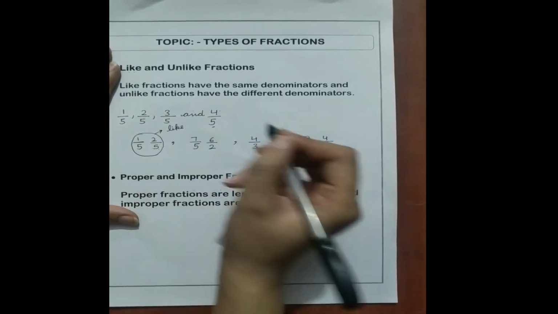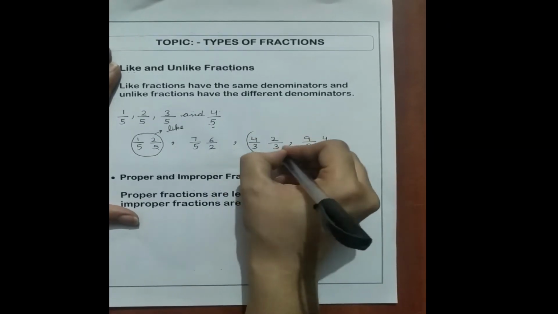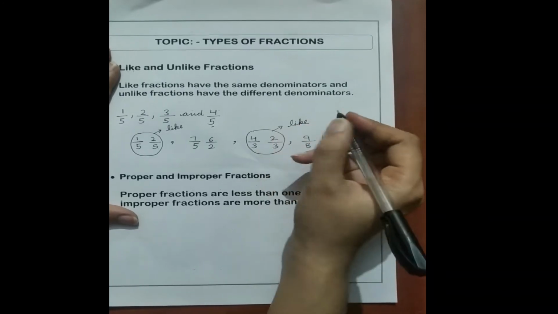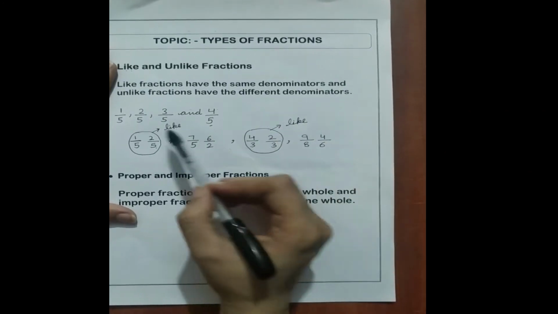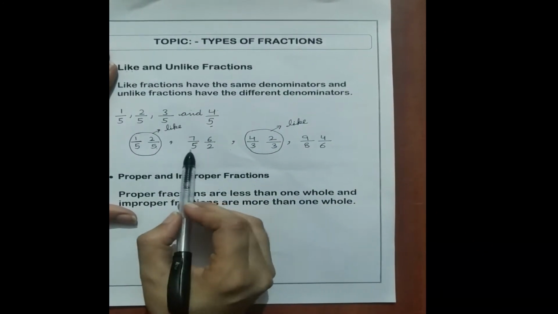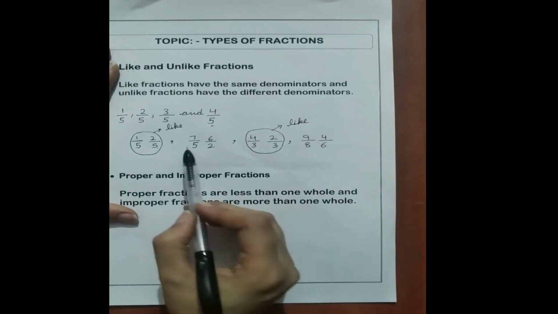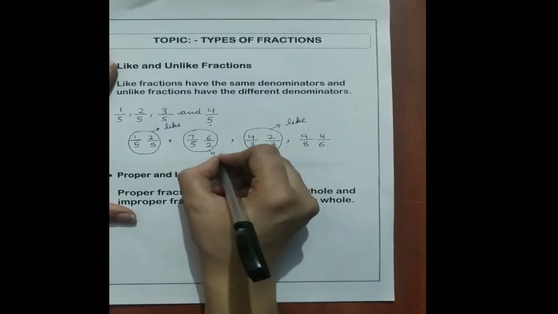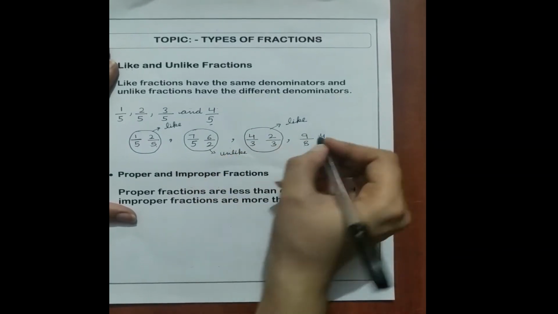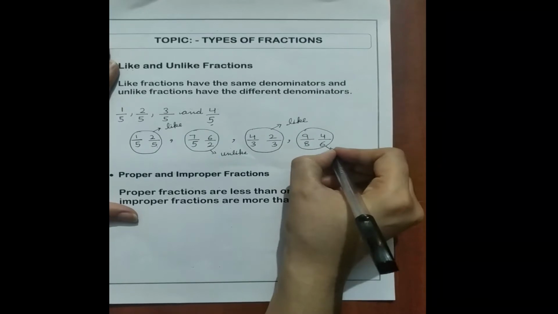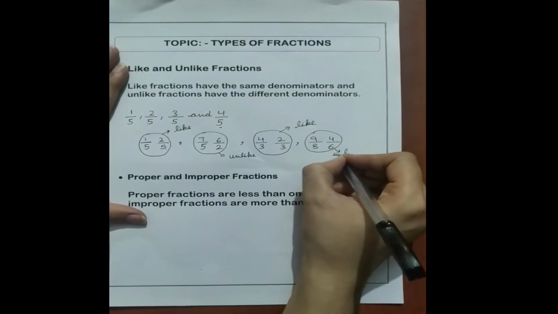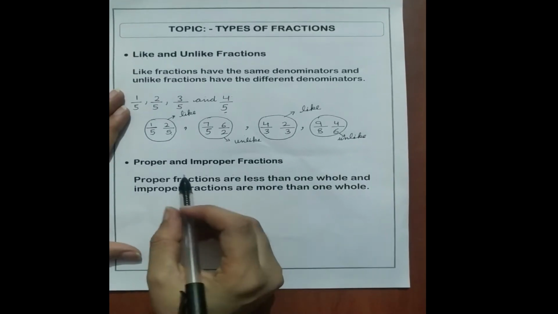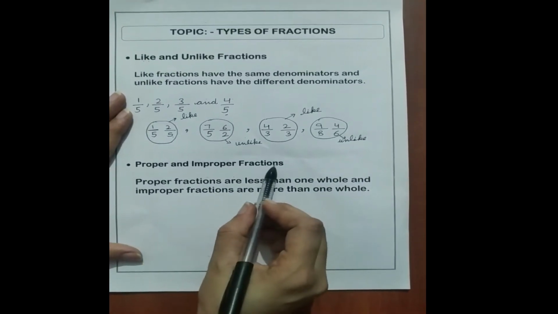As you can see the denominators, if the same denominators come, we'll consider it as like fractions, like 5, 5 and 3, 3. Denominators are same, that means these are like fractions. If the denominators are different, 5, 2, 8, 6, these fractions will be considered unlike fractions.